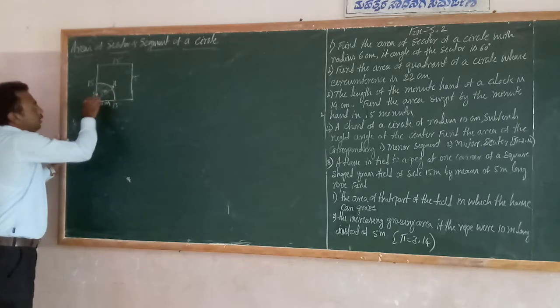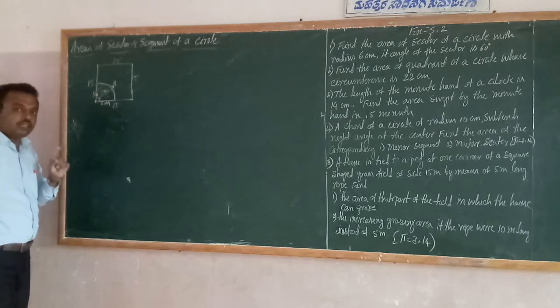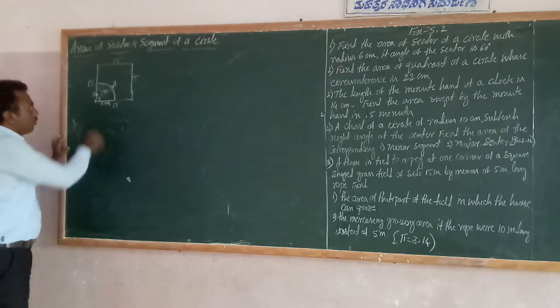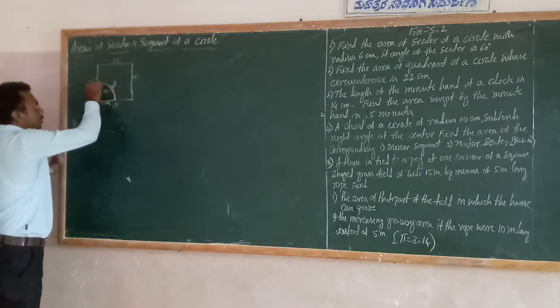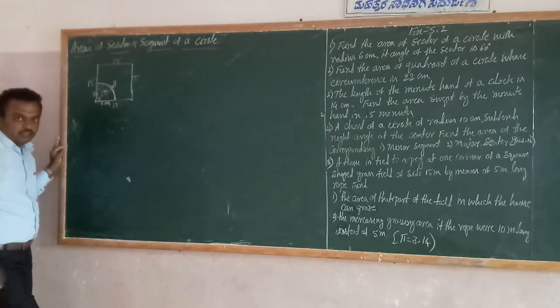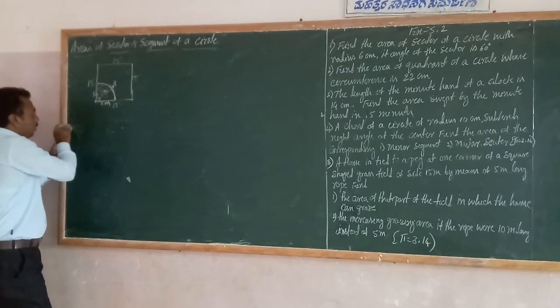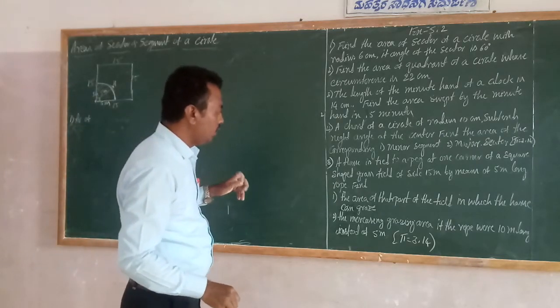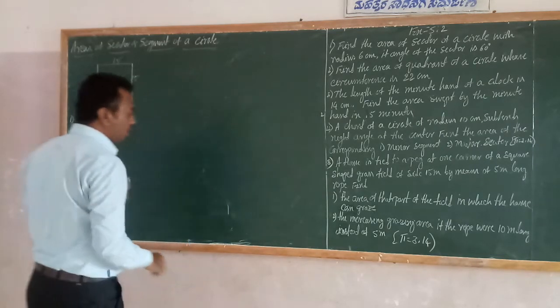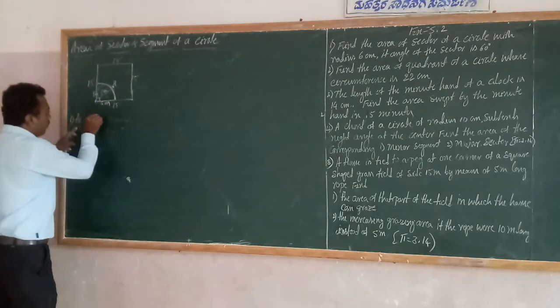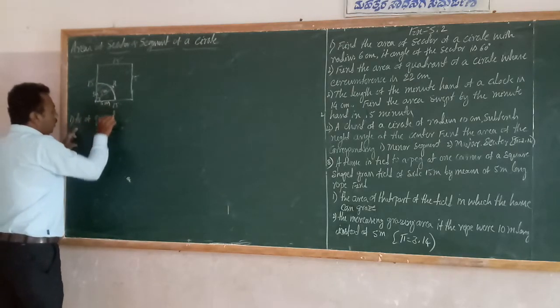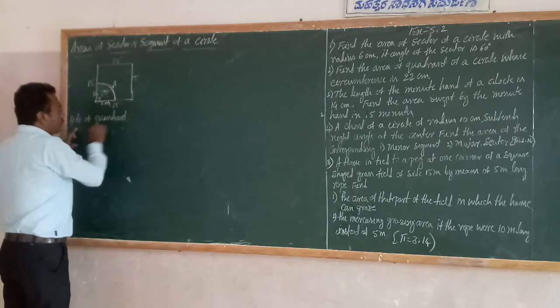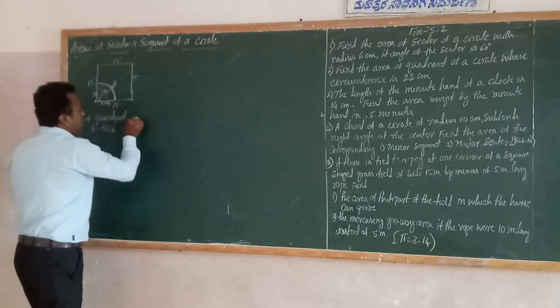Okay, how many degrees? In a square, each angle is measured 90 degrees. So what does this shape become? This is a quadrant of a circle. Is it right? What we have to find out is the area of that part of the field in which the horse can graze. First I will find the area of the quadrant of a circle, quadrant of a field.